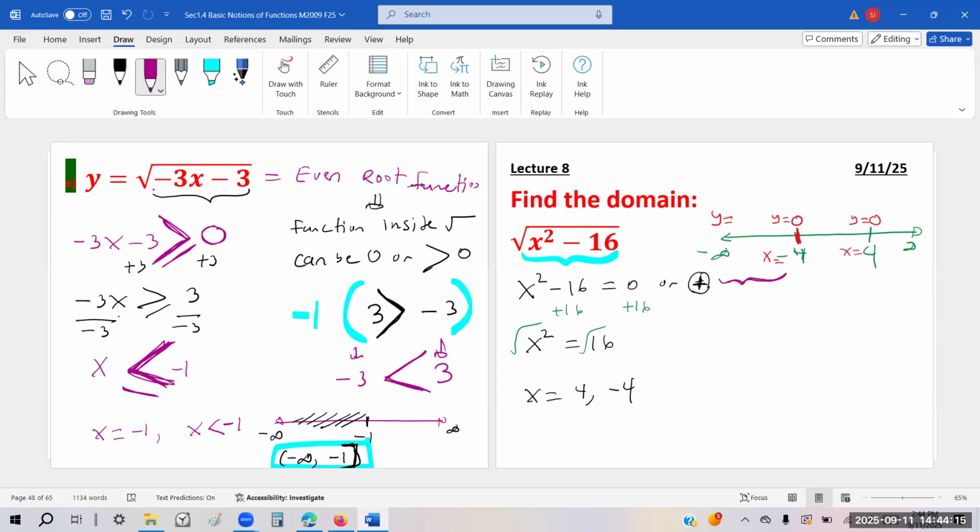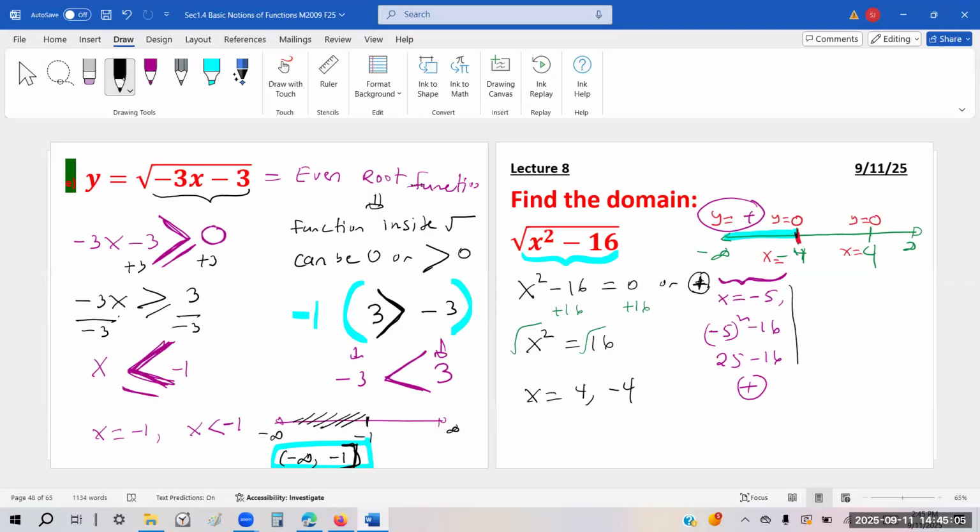Let's pick any number for x smaller than negative 4. Pick any number that is smaller than negative 4. Negative 5. When x is negative 5, what do you get for y? Negative 5 squared minus 16. What is negative 5 squared? 25. 25 minus 16, is it positive or negative? Positive. So definitely in this interval, our y is positive. So this will be inside our domain. We can pick any number from negative infinity to negative 4 and replace our x with it in this function.